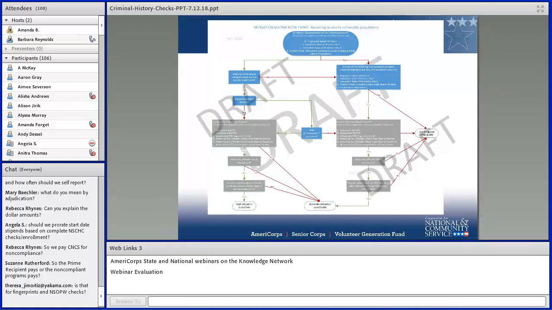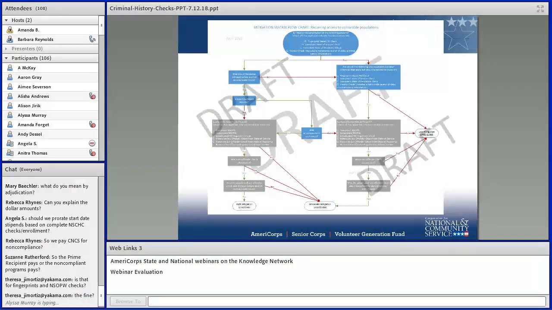So I got a question from Teresa. Is that for fingerprints and NSOPW checks? Do you mind clarifying that question? I don't think I understand what that is referring to. If the dollar penalty applies to both, is that the disallowance? The disallowance. Yeah.